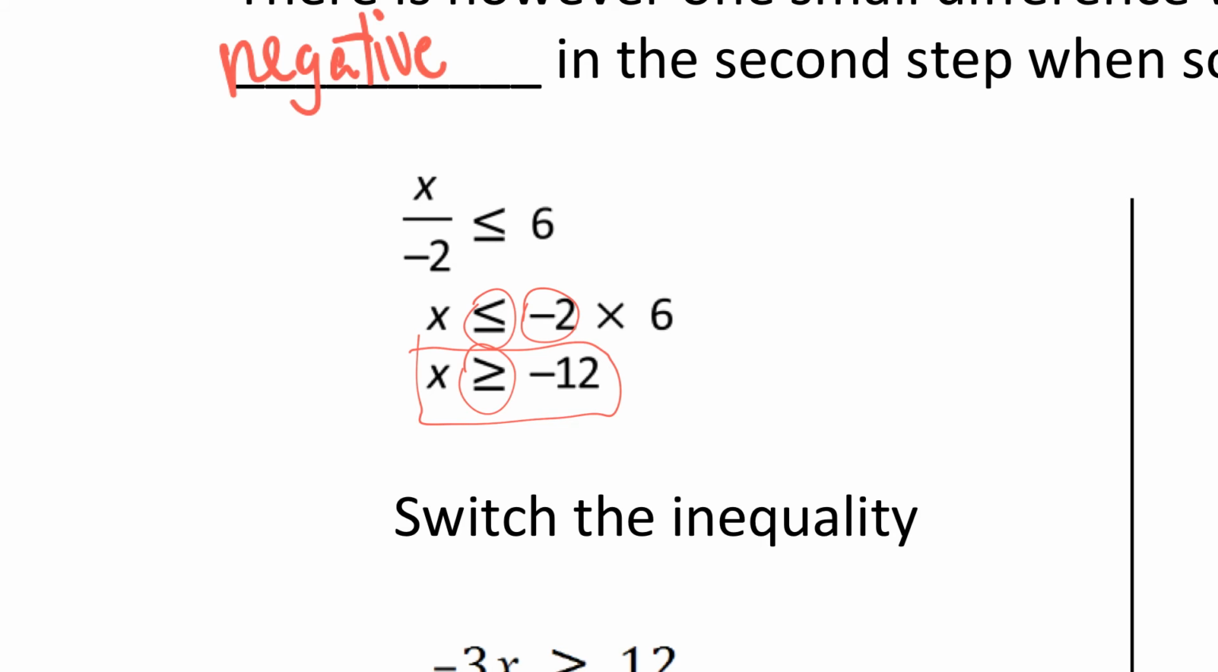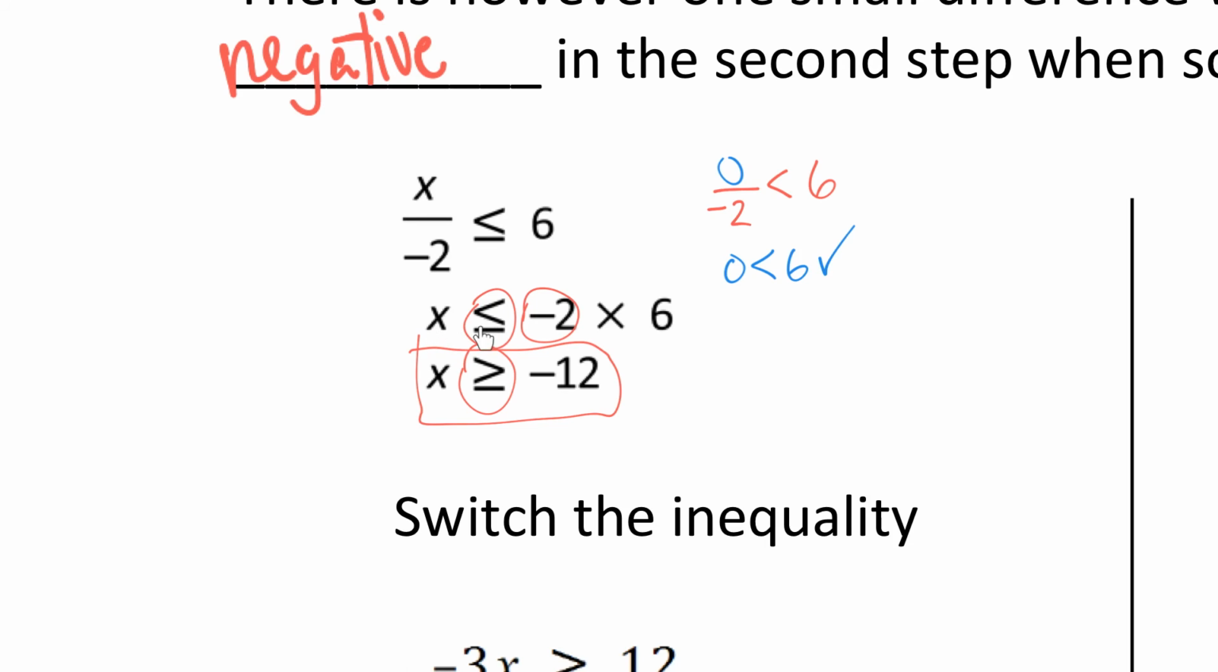Let's examine that. If I have x divided by -2 is less than or equal to 6, and I'm picking a number greater than -12, let's go easy. What's a number that's greater than -12? 0. So I'll put in 0. Should this work? Well, 0 divided by -2 is 0, and 0 is less than 6. Check. That is the solution. Any number larger than -12.